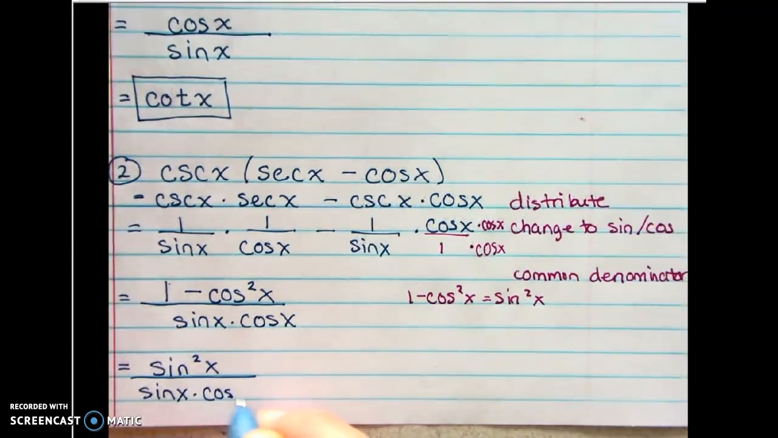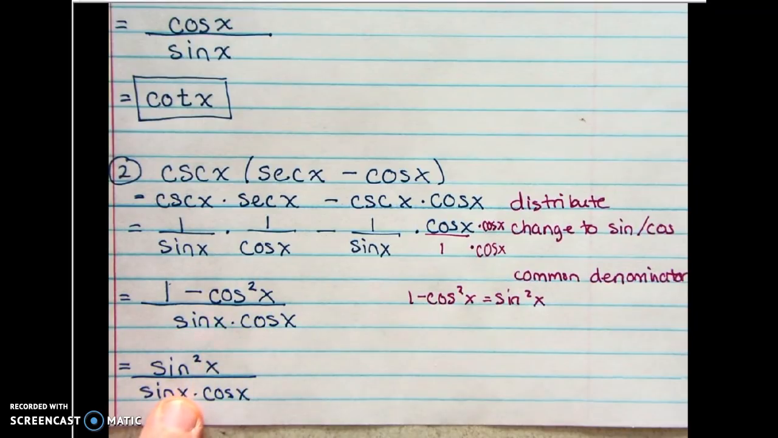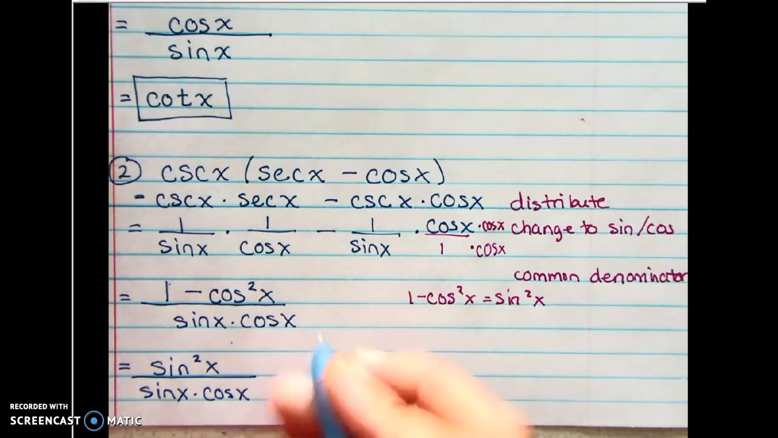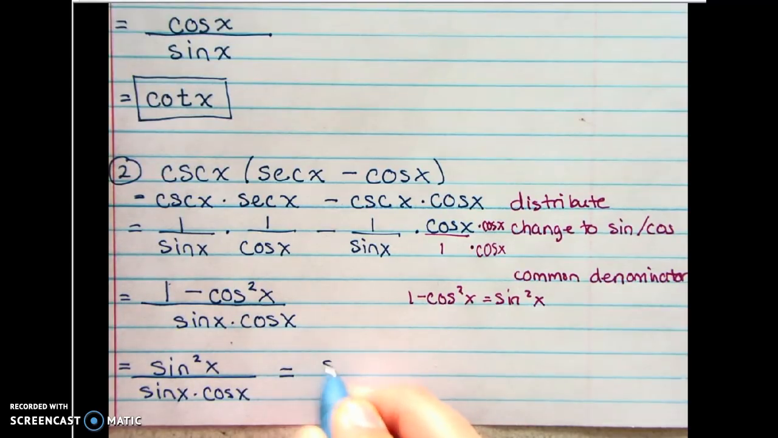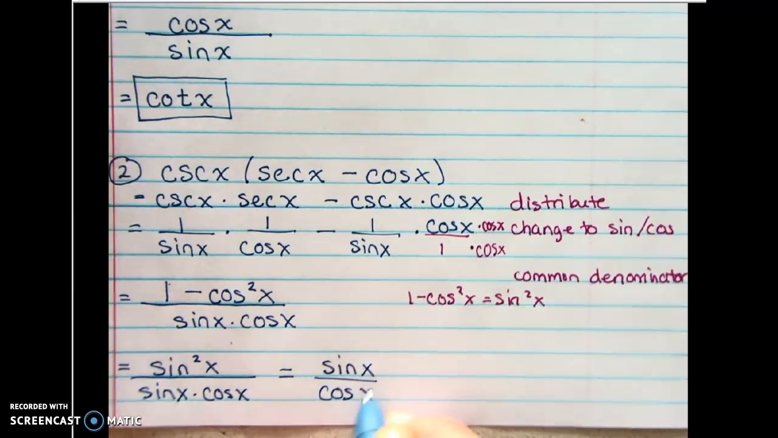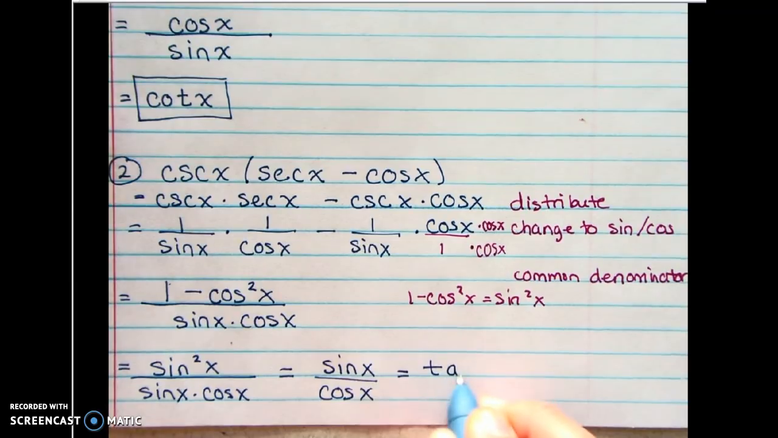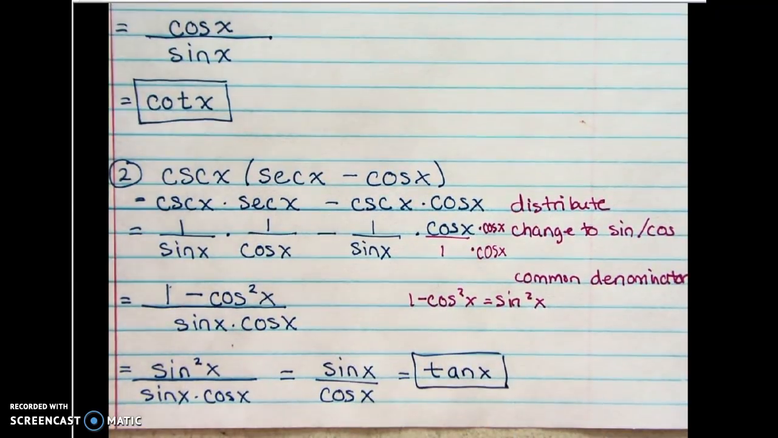And I'm going fast because you can pause. Once I substitute that out, now you see we have a sine squared over sine. So what cancels? A sine cancels. And we're left with 1 sine on top in the numerator over cosine. And what is sine over cosine equal to? Sine over cosine is the definition of tangent.